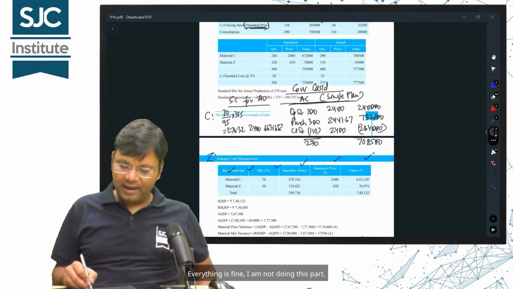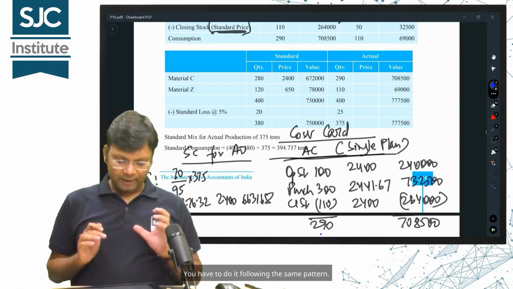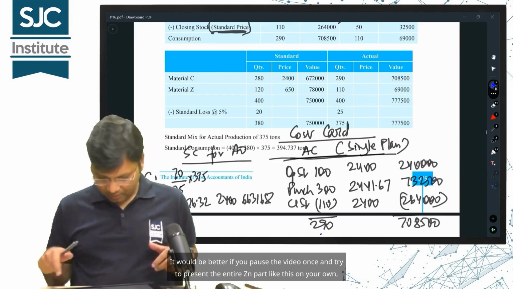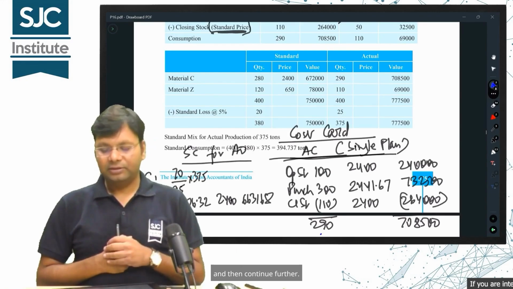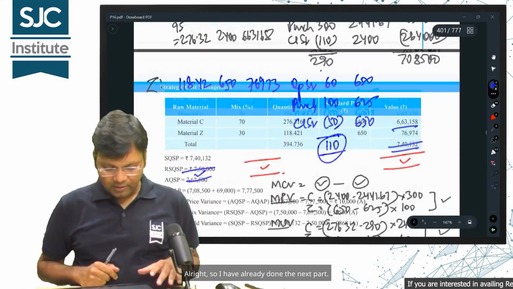Everything is fine. I am not doing this part. You have to do it following the same pattern. It would be better if you pause the video once and try to present the entire Zn part like this on your own and then continue further.